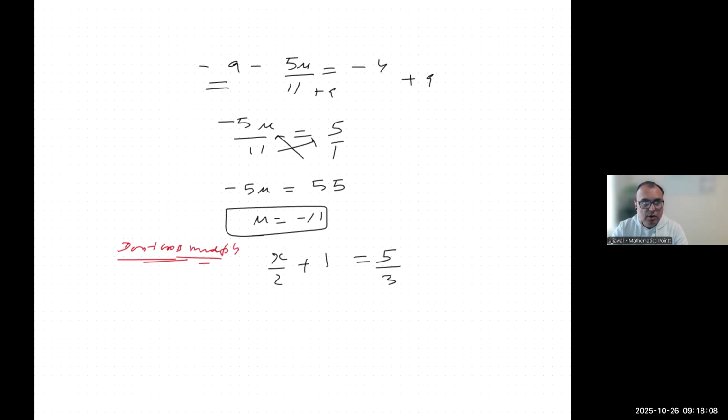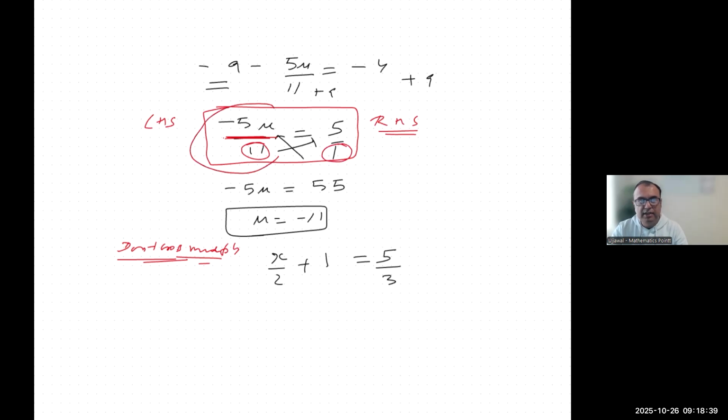Cross multiplication works. Look at this scenario where we cross multiplied. Cross multiplication works when you have one single fraction on the left hand side, one single denominator on the left and one single denominator on the right. One full fraction on the left, one full fraction on the right. It's only then you cross multiply.